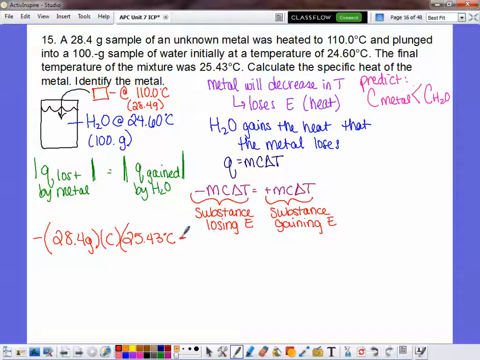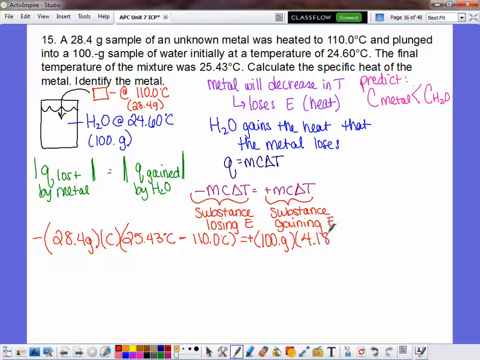And we're starting at, for the metal, what temperature? 110. And that equals the mass of the water, so again, positive. Mass of the water, which was 100 grams. What's the specific heat of water?